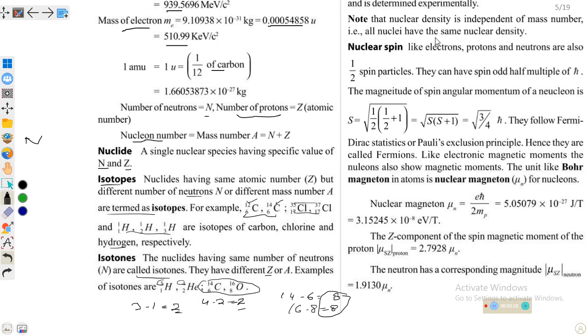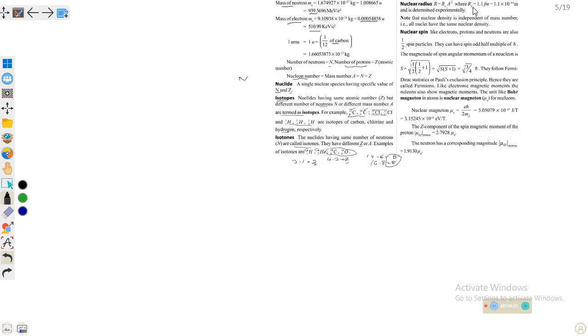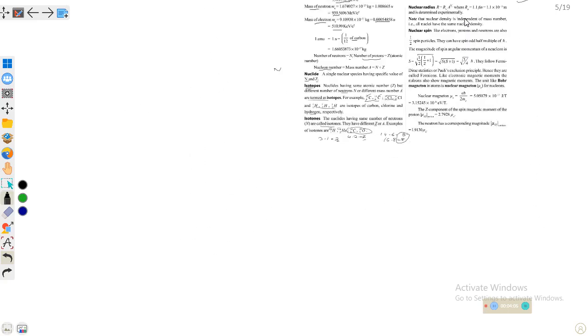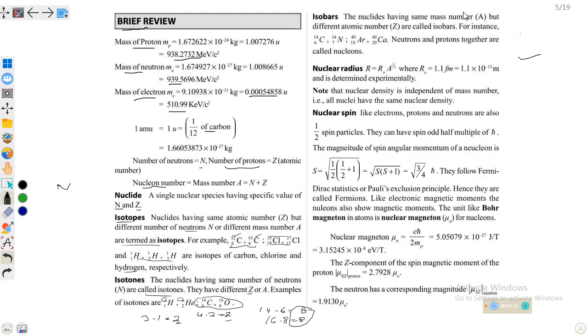Another term is isobars. Nuclides having the same mass number but different atomic numbers are called isobars. For instance, carbon 14 and nitrogen 14 are isobars because their mass numbers are the same but their atomic numbers are different. Similarly, argon and calcium have the same mass number but different atomic numbers.